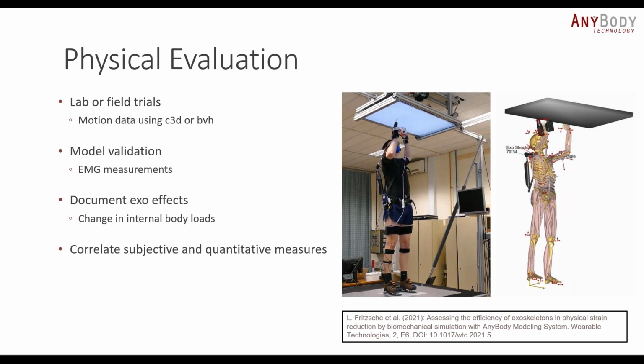And then finally going on to physical evaluation, the idea is that you're interested in testing a physical exoskeleton, and that could be in the lab or in the field. Then you can collect some motion data using C3D or BVH-based systems, and you can validate your models using some quantitative measure of the load on the human body, such as EMG measurements, or other types of measures like oxygen consumption and heart rate, which can be good indicators of the stress in the human body.